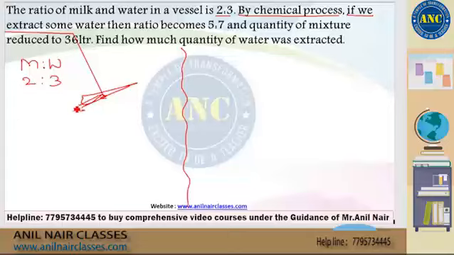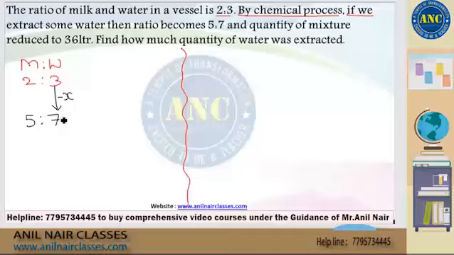If we extract some water from the vessel, then the ratio becomes 5:7. That means they are saying that I am taking out some water from the vessel, so the ratio will become 5:7. Read the next statement. And because the ratio becomes 5:7, the quantity of mixture reduced to 36 liters. That means when the ratio becomes 5:7, the quantity of the mixture will become 36 liters. Can I say like this?